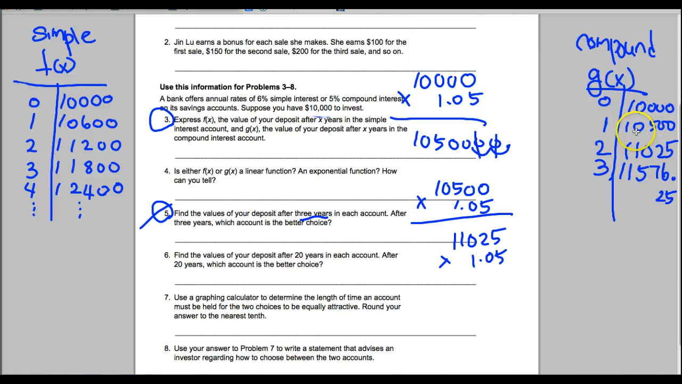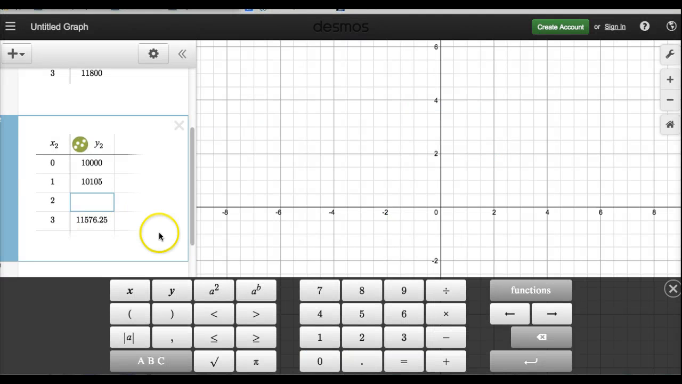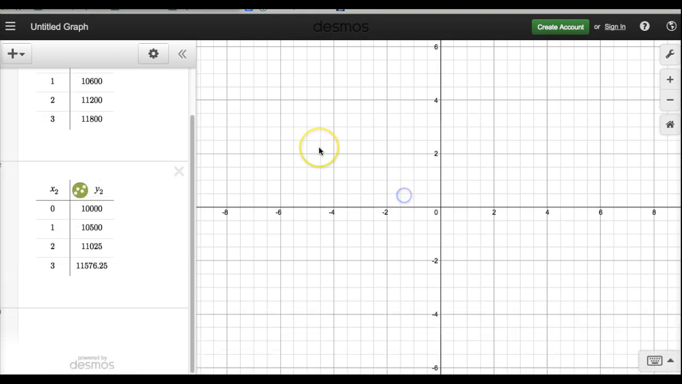Oh, it was 5%, so it's 10500. Okay, what's wrong with me? Okay, and over here is 11025. 11025. Let me fix that. 10500. Okay.